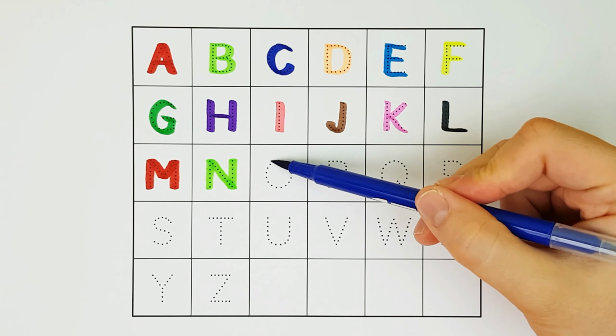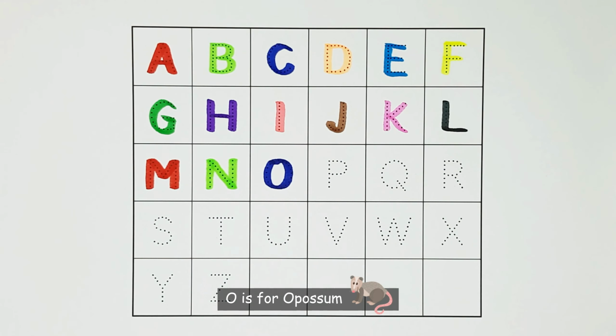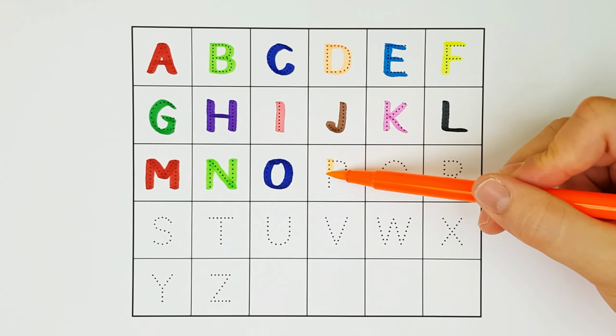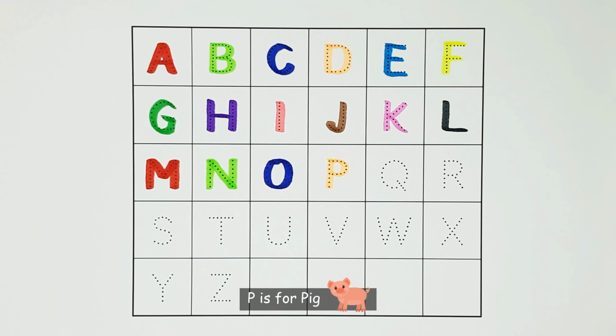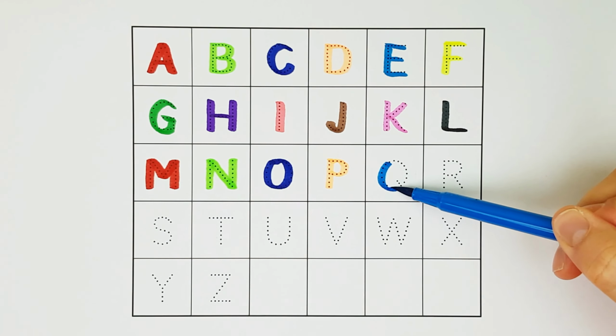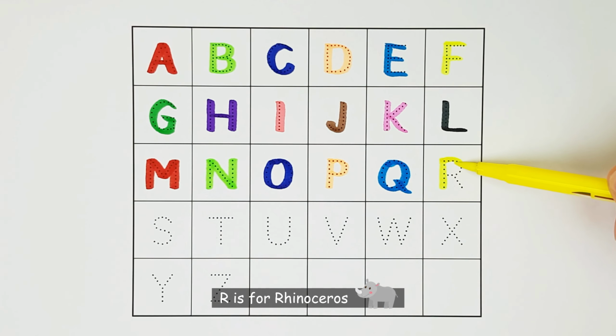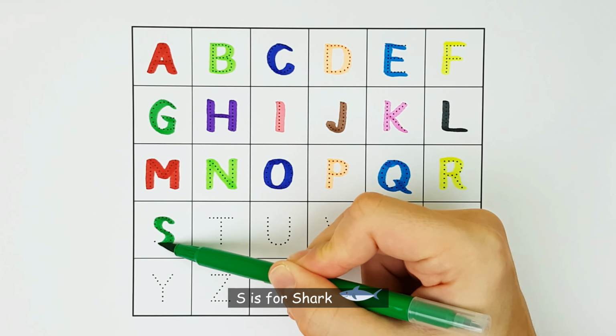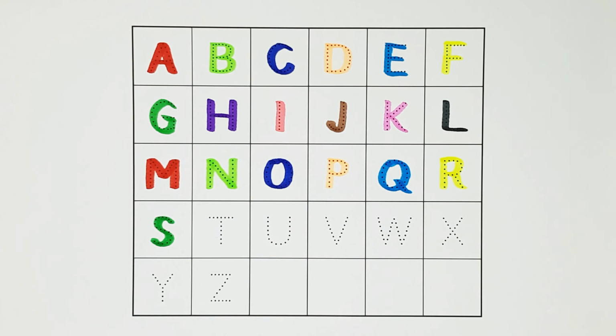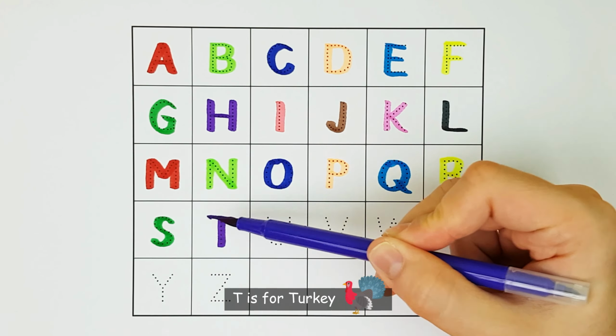O is for opossum. P is for pig. Q is for queen bee. R is for rhinoceros. S is for shark. T is for turkey.